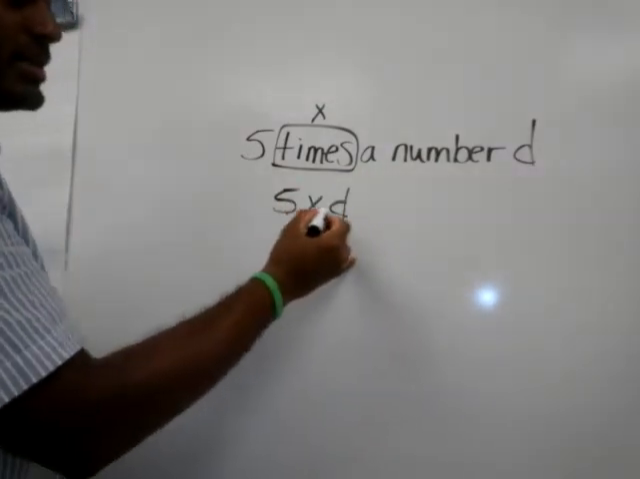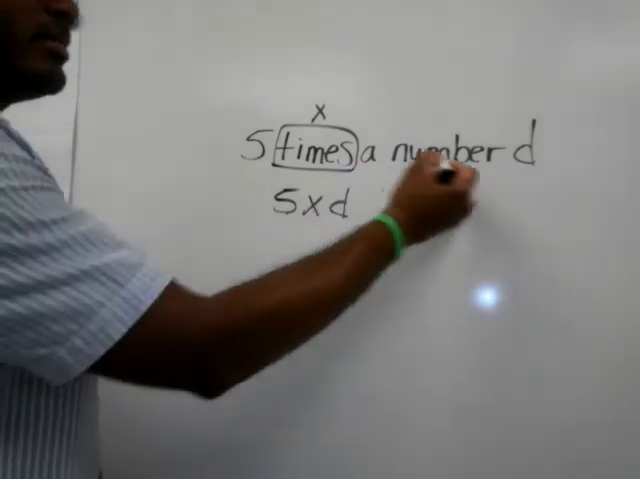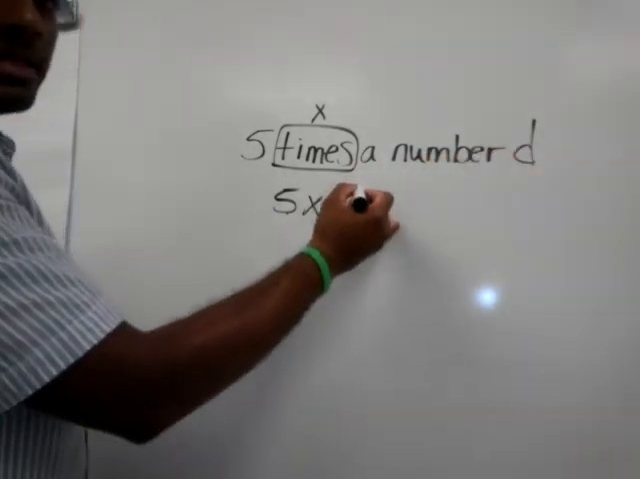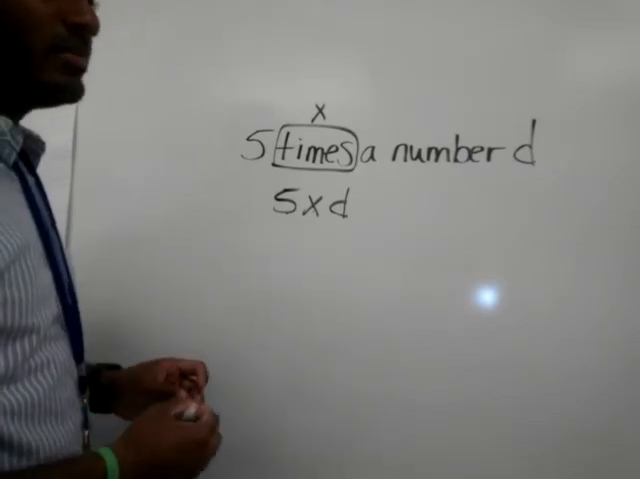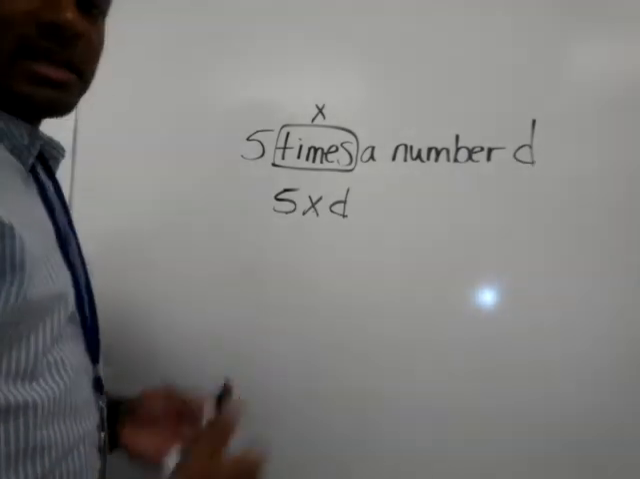Is it 5 times a number d? Yes. Why is it a number d? Because at this point, we don't know the value of d. D is not given, so therefore it is a number, but its value is not stated right now.